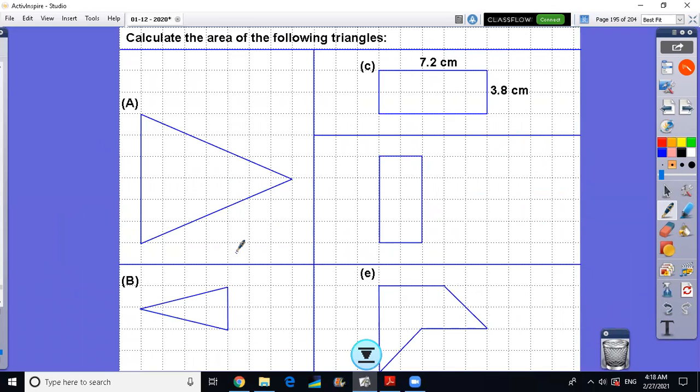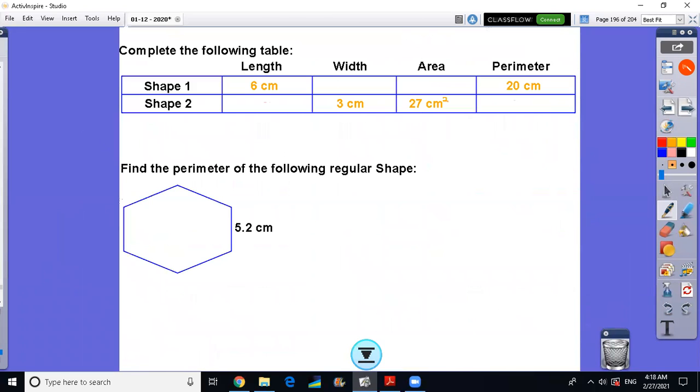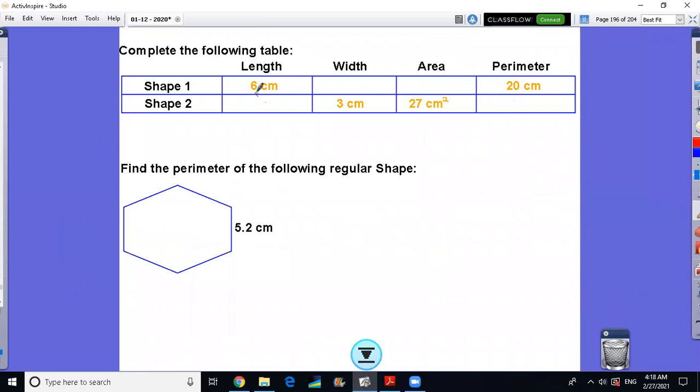And now I want you to even work this out on your own right now, or whatever you're going to do to study, please. All right, the next one asks you to complete the following table. They're saying here shape 1 has a length of 6 centimeters. The width is missing, the area is missing, but they gave you the perimeter. Okay, so I know the length and I know the perimeter. I have to find the width first.